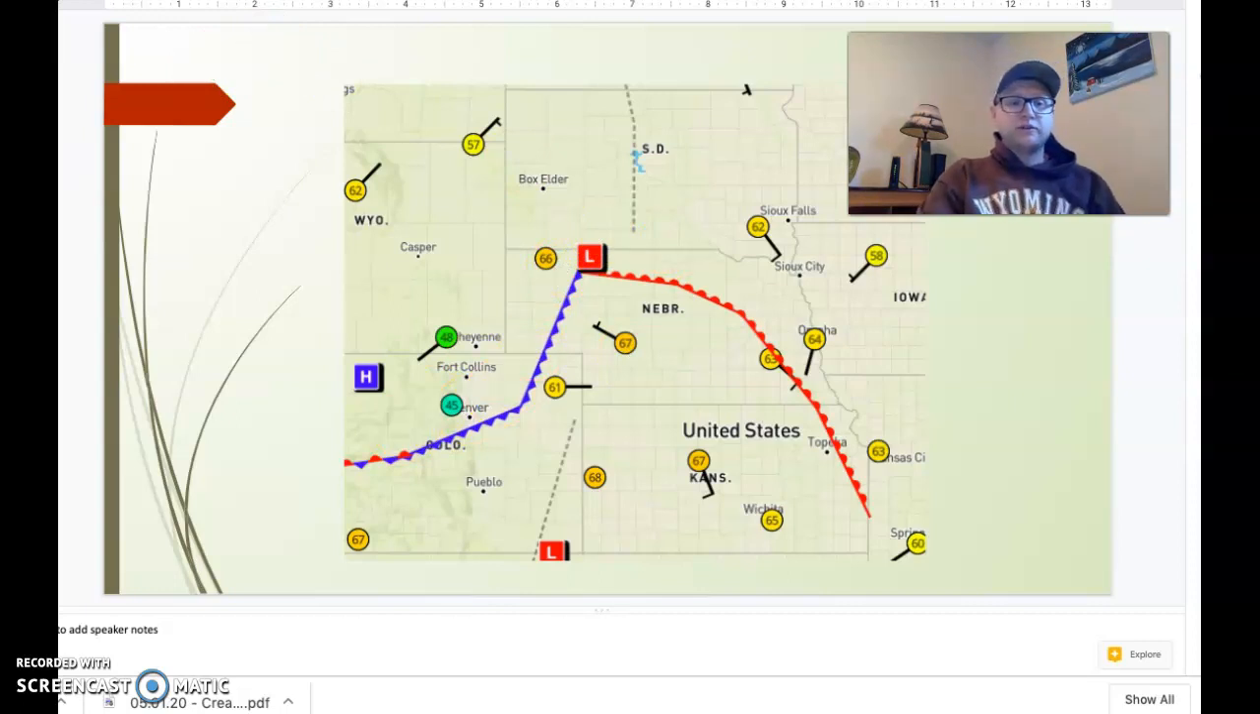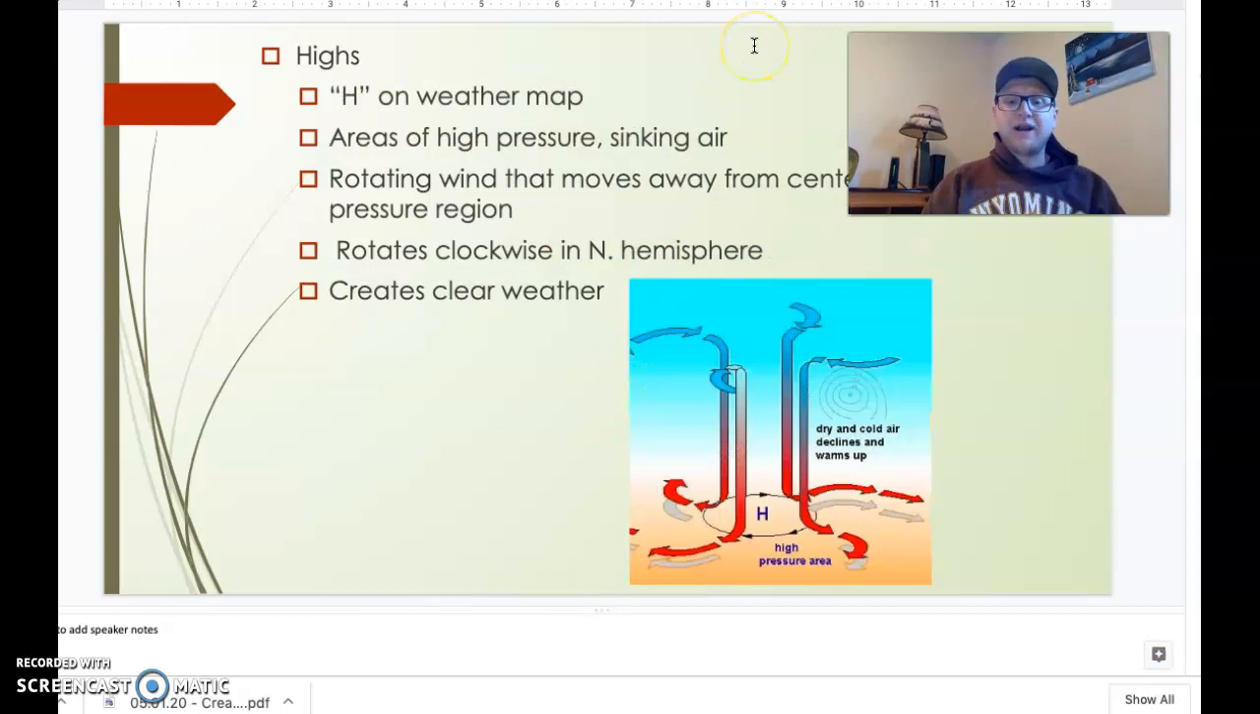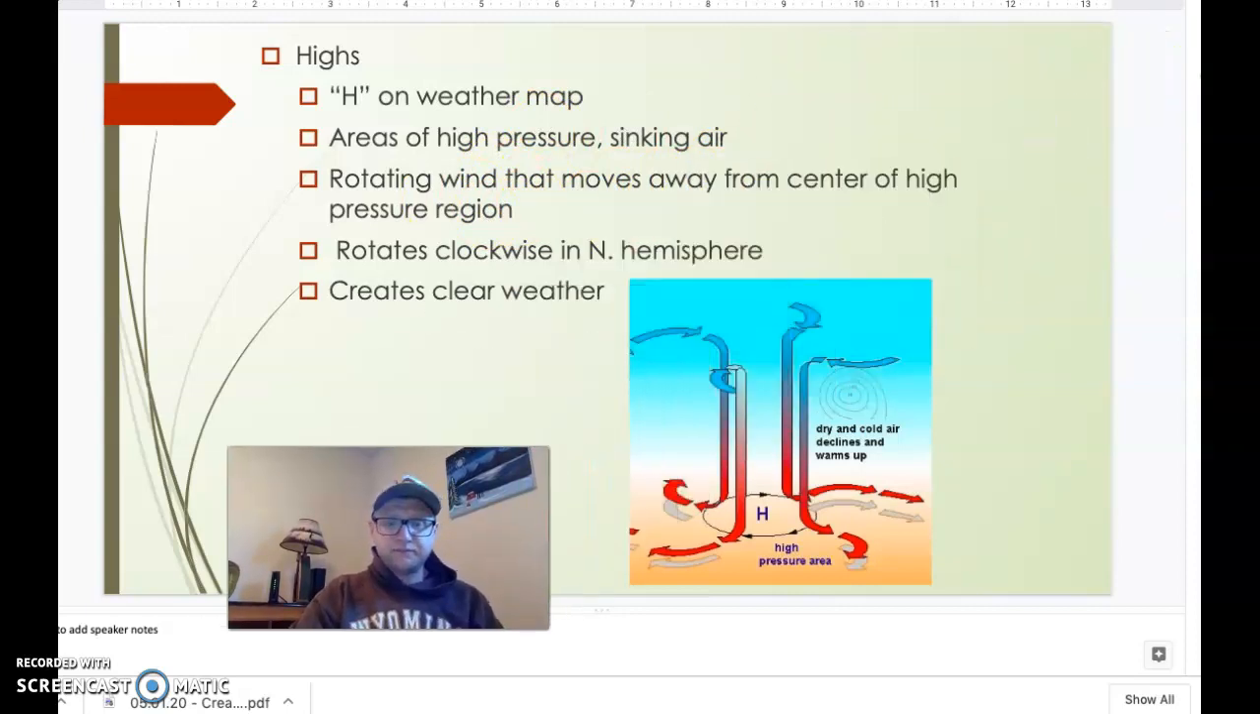Just like lows, we also have highs, which are an H on a weather map. These are areas of high pressure, and we know that high pressure is sinking air. Let me move my picture here. Sinking air is coming down, and it's high pressure. So as it comes in to the high, it wants to spin. It gets deflected to the right as it comes into the high, and highs actually spin the opposite direction. They spin clockwise in the northern hemisphere, counterclockwise in the southern hemisphere.